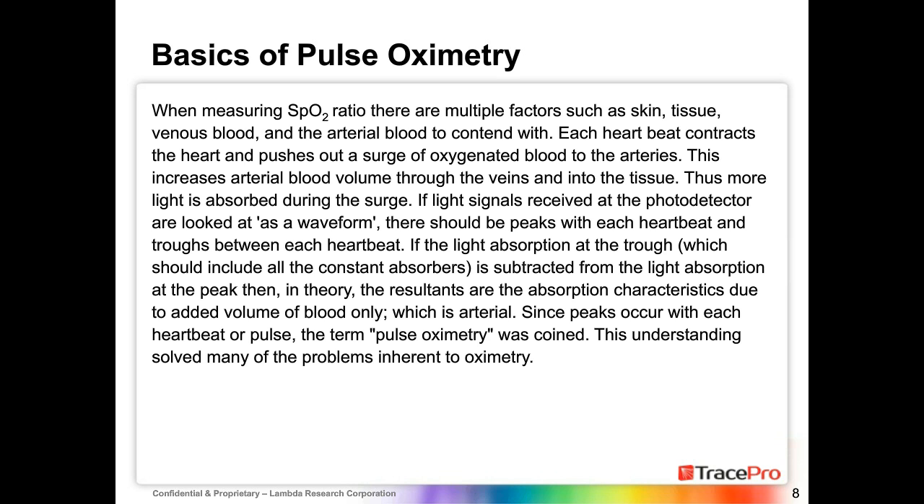If light signals received at the photodiode are looked at as a waveform, there are peaks with each heartbeat and troughs between each heartbeat. If the light absorption at the trough, which should include all the constant absorbers, is subtracted from the light absorption at the peak, then in theory, the resultants are the absorption characteristics due to added volume of blood only, which is arterial. Since peaks occur with each heartbeat or pulse, the term pulse oximetry was coined. This understanding solved many of the problems that they had 40 years ago, and they're still valid today.